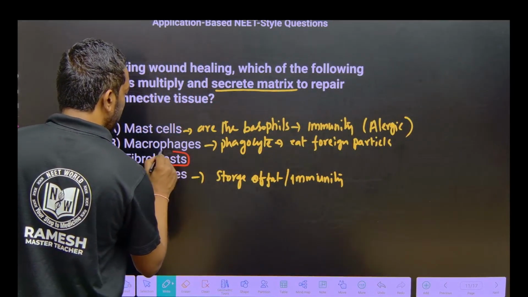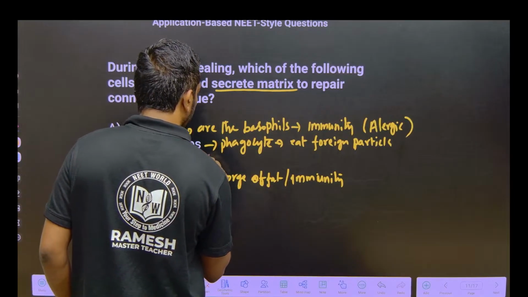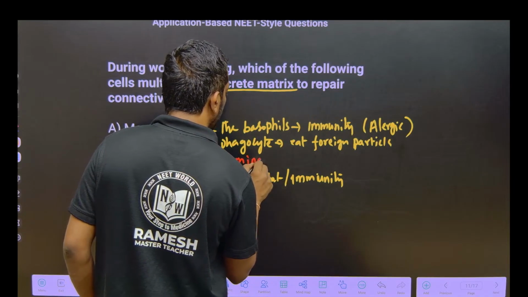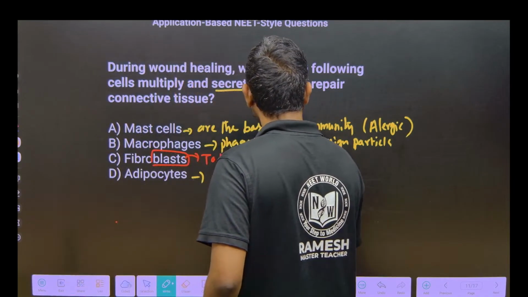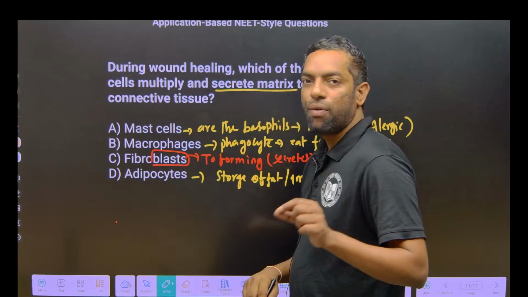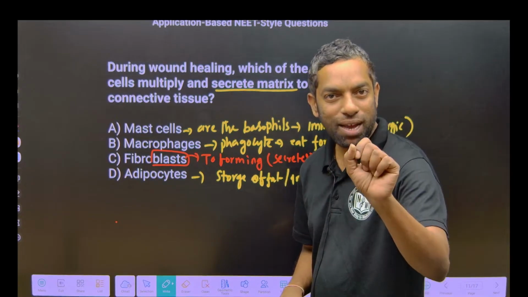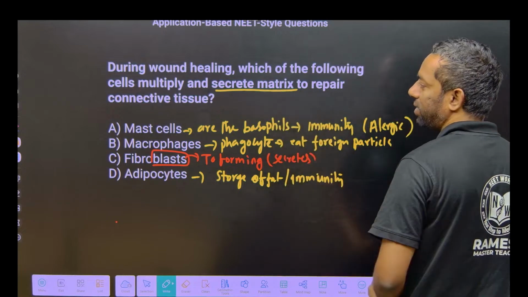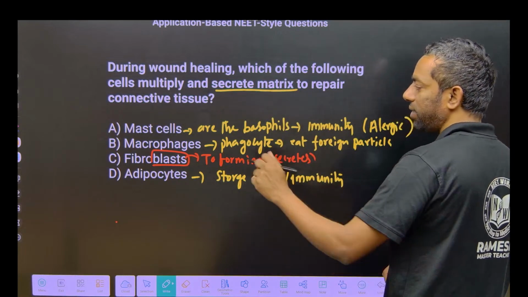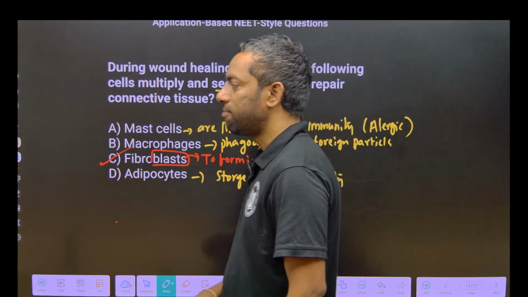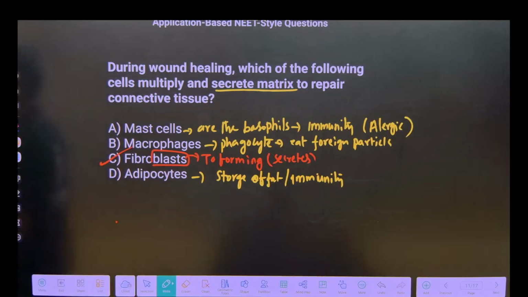Blast means forming, or secreting. Fibroblast means forming or secreting something. So what secretes matrix here? Fibroblast cells can secrete matrix. This is the right answer, guys.